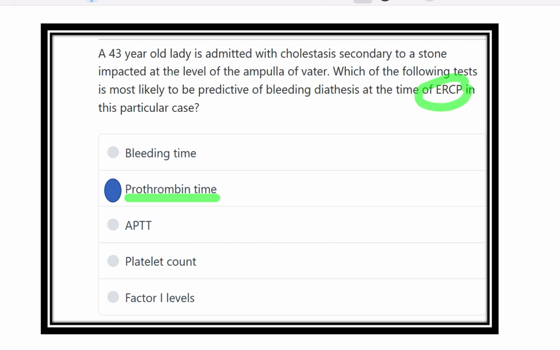So before the ERCP procedure, in a patient suffering from cholestasis due to a stone, we should do the prothrombin time. The other options here, such as bleeding time, APTT, platelet count, and factor 1, are not true. So the only true option is the prothrombin time.